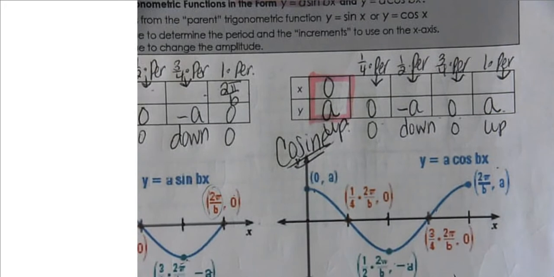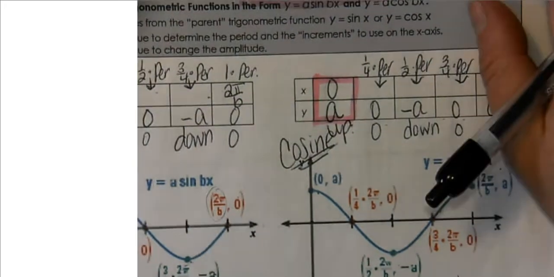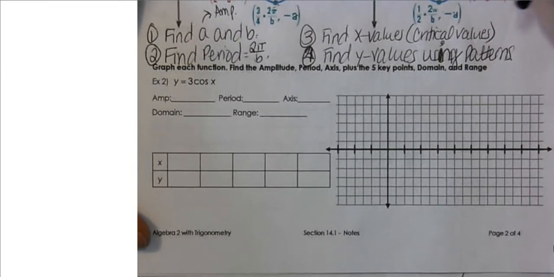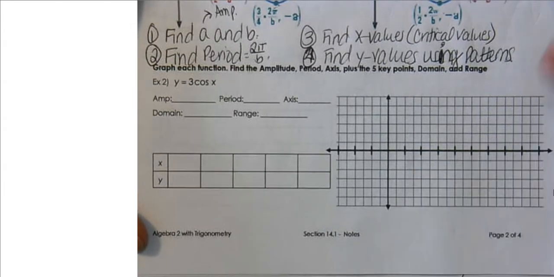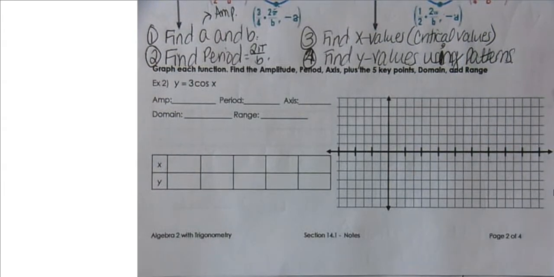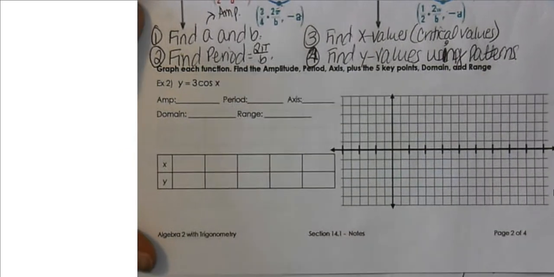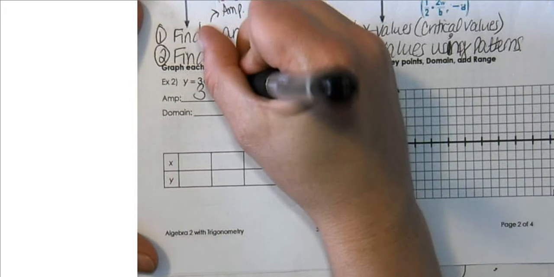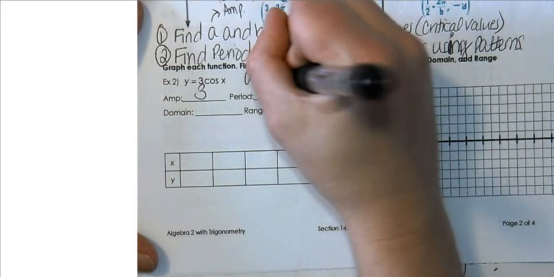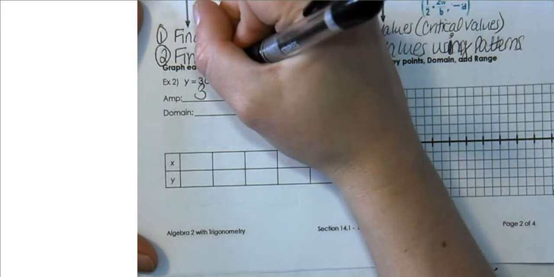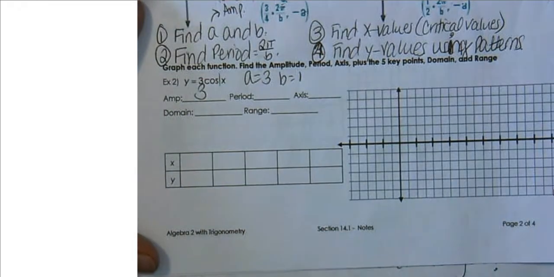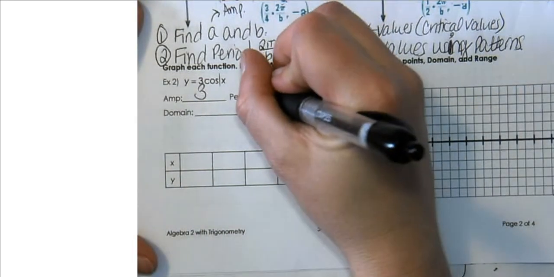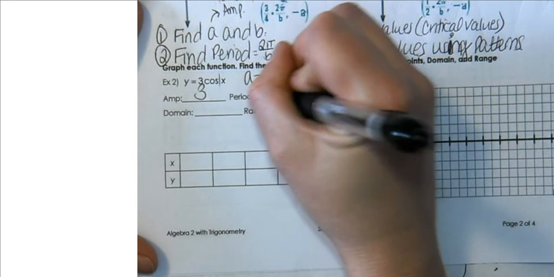All right, so we've gone through a lot of the information. Let's go ahead and start graphing. So looking at example number 2. Example number 2 is asking you to graph each function, finding amplitude, period, 5 key points, domain, and range. So our amplitude in this case, remember that's your A value, is the number 3. Our B value is the number 1. That is the number that's in front of x. So when we come up with our period, that's going to be 2 pi divided by 1, which is 2 pi.